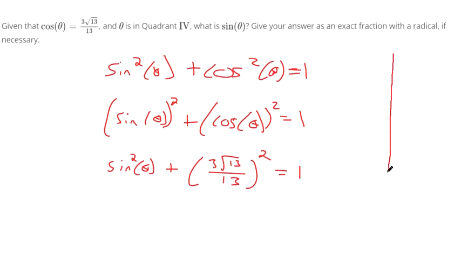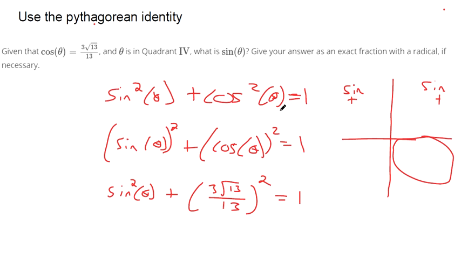So to decide on which one is the right answer, you've got to use the fact that it's in quadrant 4. Sine is negative. These are the only places where sine is positive. Sine is negative in the 3rd and 4th quadrant. So that's another way of doing the problem. I didn't do it exactly the way this title says, but it definitely works.